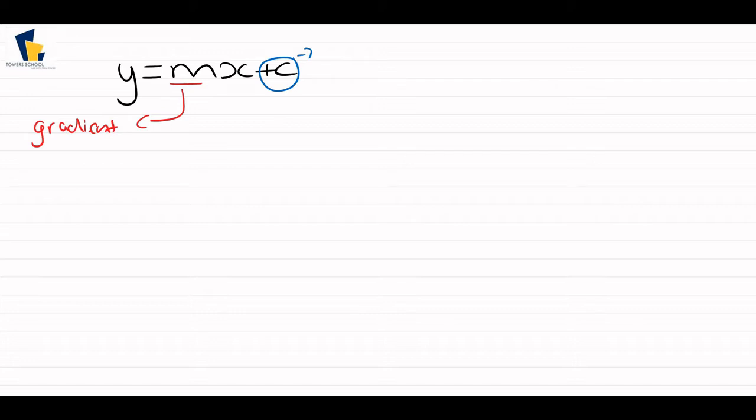Hi there guys, today's video we're going to have a look at drawing straight lines. So just to recap, we're using the formula that y equals mx plus c, where we know that m is the gradient and we know that the c is the y-intercept.